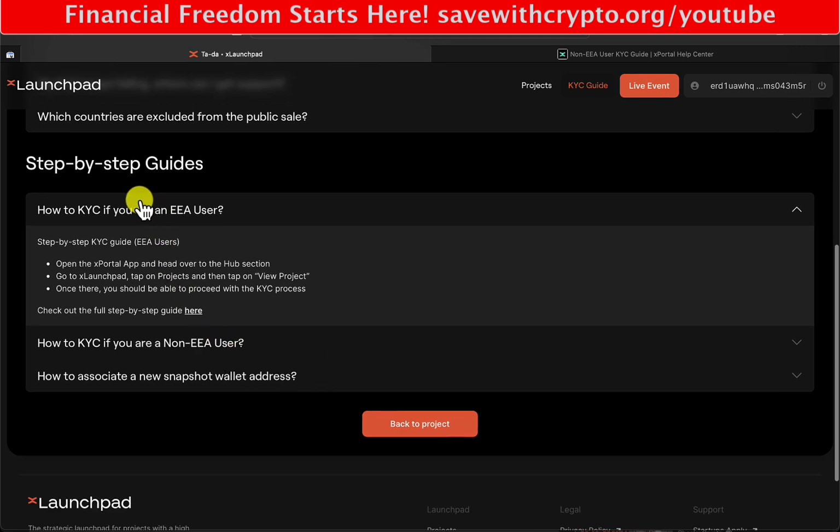If you're an EEA person, you just go to the cash part of X Portal and do your KYC with whatever ID you have. The important thing is that your name matches what it says on your ID, like your passport, and also your utility bill.